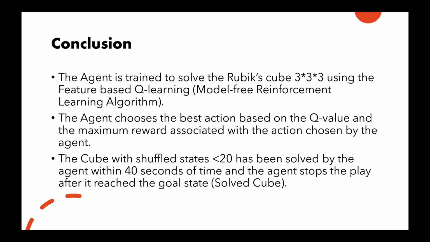To conclude our project, our agent is trained using feature-based Q-learning, and the algorithm works on the Q values. The next action is chosen based on the maximum reward and the Q values by applying the reward or penalty to the given actions. The model performed well within the span of time and the agent stops playing only after the goal state is reached.